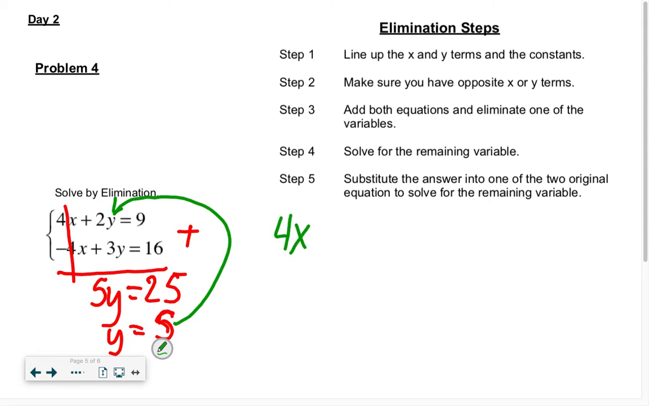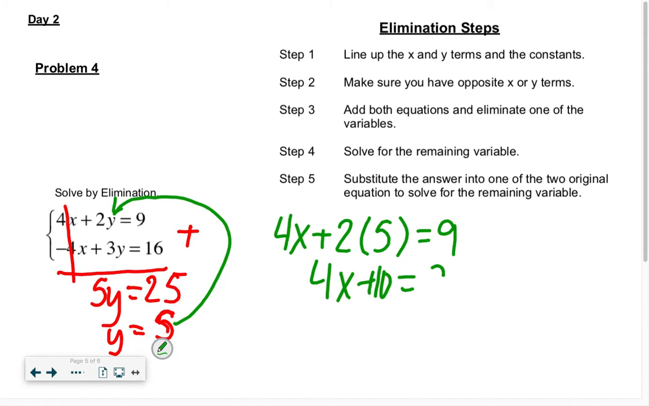So 4x plus 2, instead of y, I'm gonna write 5, equals 9. 4x plus 10 equals 9. Then what? Minus 10. 4x equals negative 1. Then divide by 4 and I get x equals. Do you guys like fractions or decimals? Fractions. Negative 1/4.